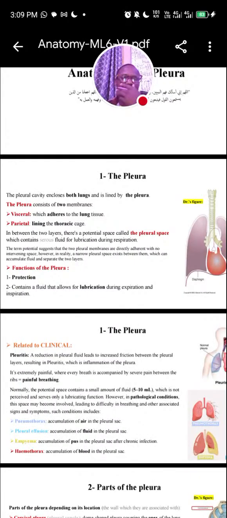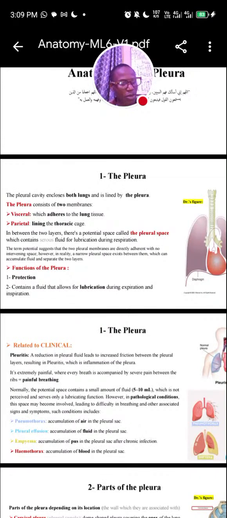The pleural cavity is enclosed by both lungs, that's the left and right lungs, and it is lined by the pleura. Do you follow? Now, the pleura consists of two membranes: the visceral, which adheres to the lung tissue, and the parietal, which lines the thoracic cage. Do you follow it now?